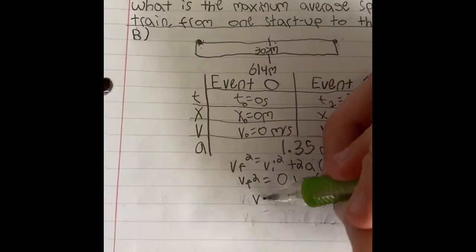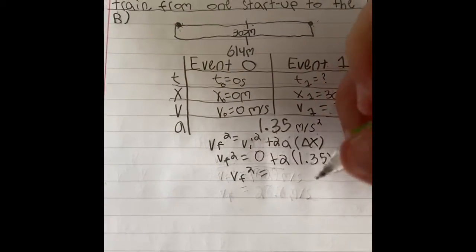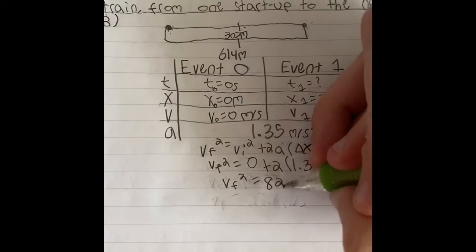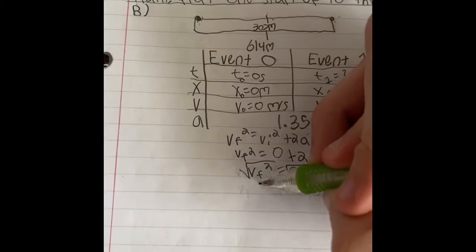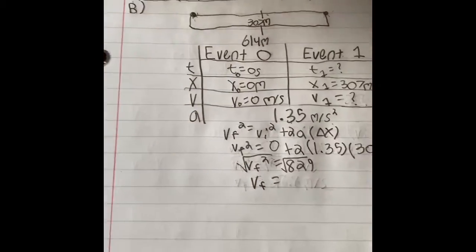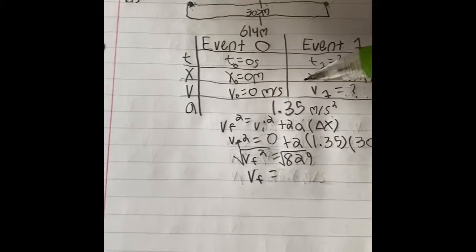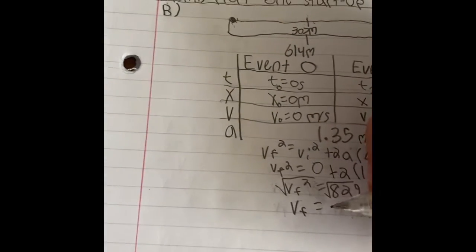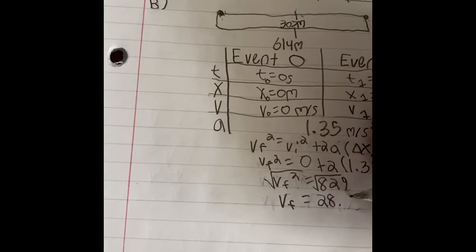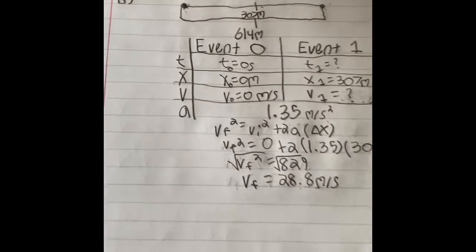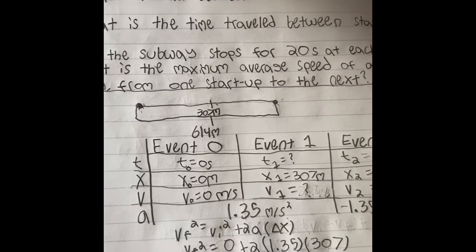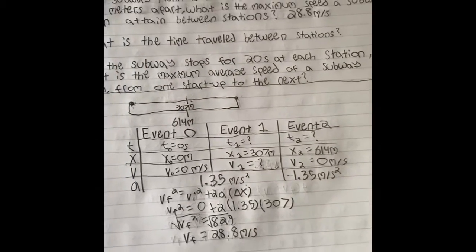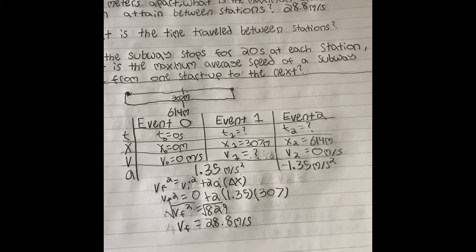So that is going to give us Vf squared is equal to 829. And then we want to take the square root of both sides, and we are left with Vf, which is V1 on this chart, but for the sake of the equation I'm just using Vf. It's equal to 28.8 meters per second. So our answer for part A is 28.8 meters per second, the speed that the train can hit before it has to start slowing down to arrive at the next station.